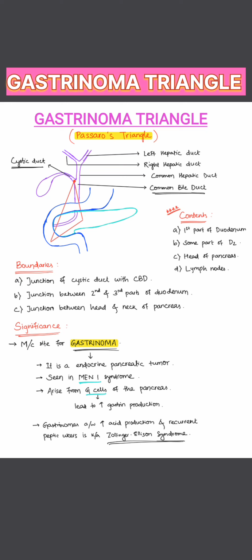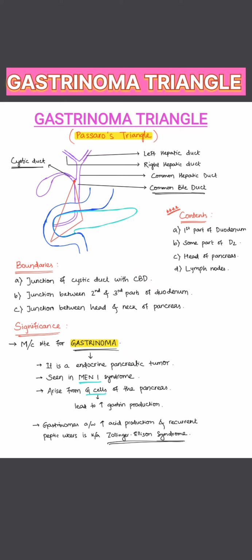The most important significance is that it is the most common site for the gastrinoma, which is an endocrine pancreatic tumor. This gastrinoma is an endocrine pancreatic tumor, and it is seen in MEN1 syndrome. And this gastrinoma arises from the G cells of the pancreas, which produce a lot of gastrin. Because of this increased production of gastrin, it leads to an increase in HCl, that is hydrochloric acid, production. And if there is more acid production, then it increases the risk of peptic ulcer.